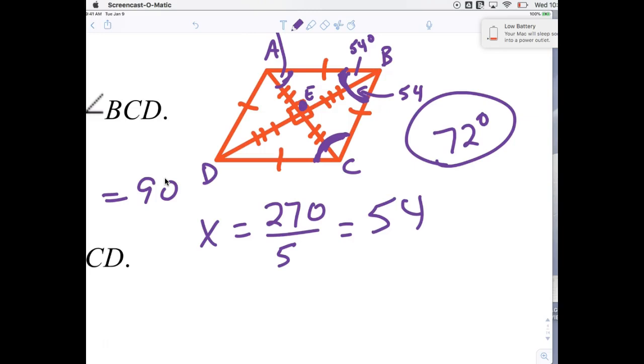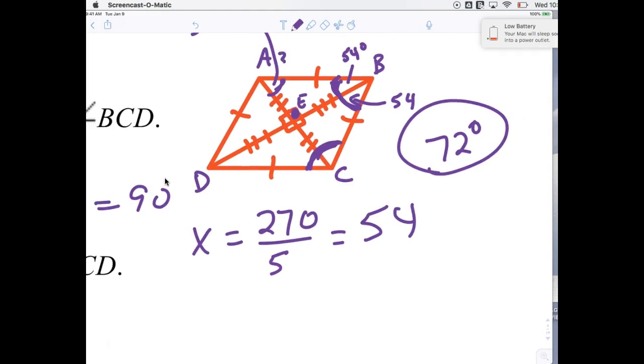All right. Lots of ways you can come up with that. We could have come over here and said this angle right here is 36 degrees. So this angle right here is 36. And then those add up to 72. Same thing.